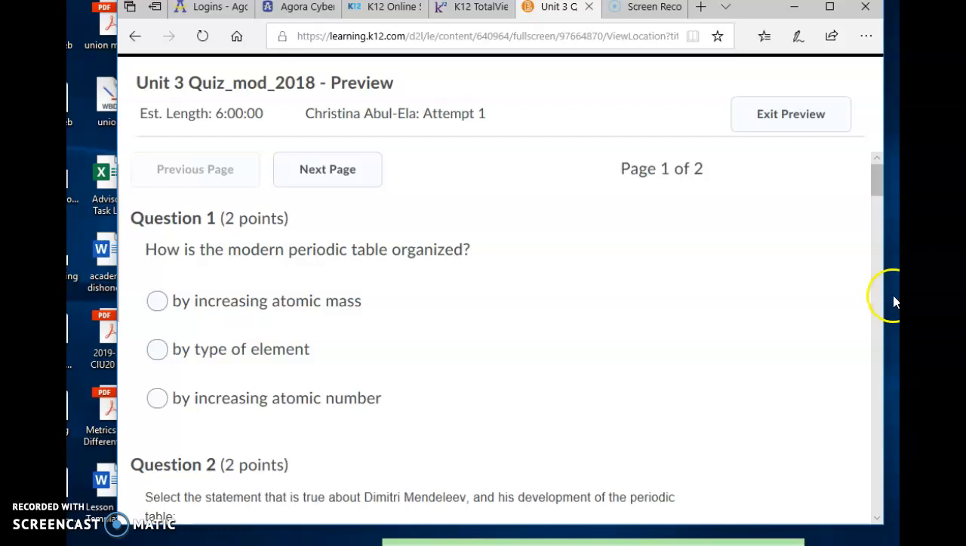Question number 1. How is the modern periodic table organized? Increasing atomic mass, by type of element, by increasing atomic number.